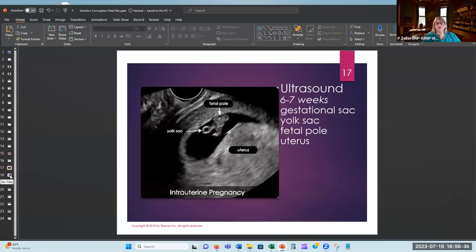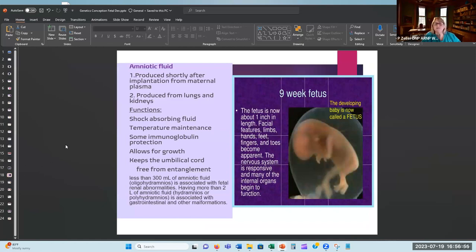This is just an ultrasound picture of a pregnancy at 6 or 7 weeks. And you can see the embryo. You can see the sac, which is the dark part. And the yolk sac is still there, okay? So at 9 weeks, then we have our fetus, and amniotic fluid has been developing already.